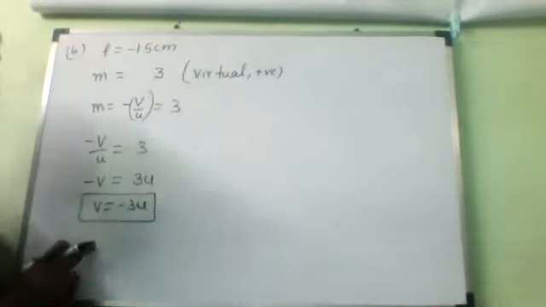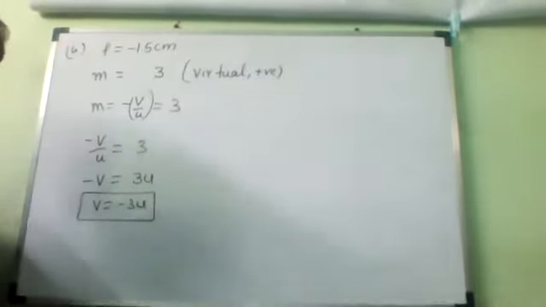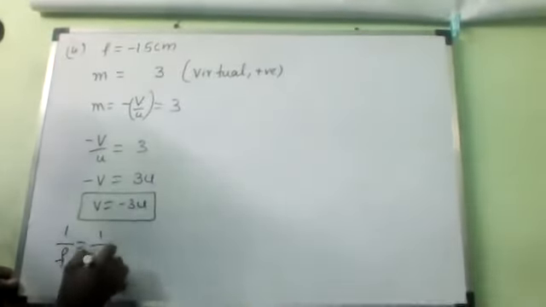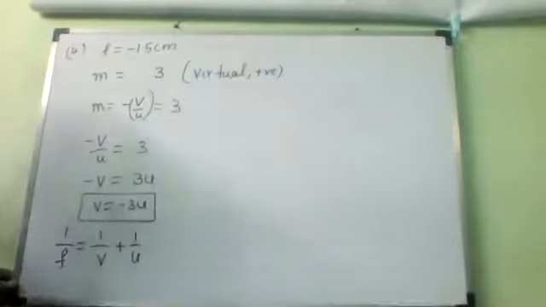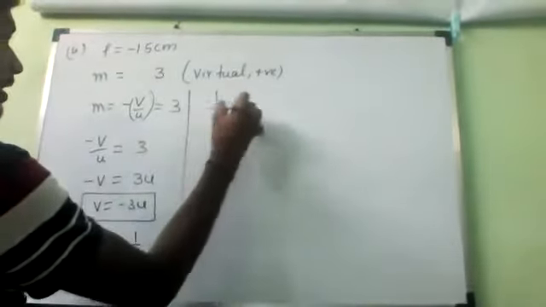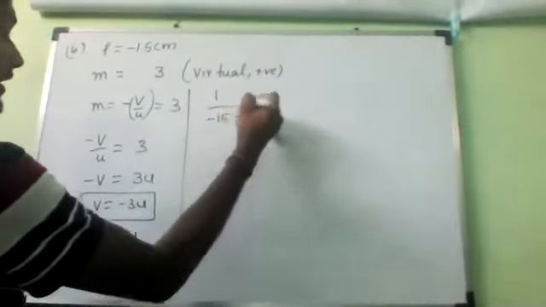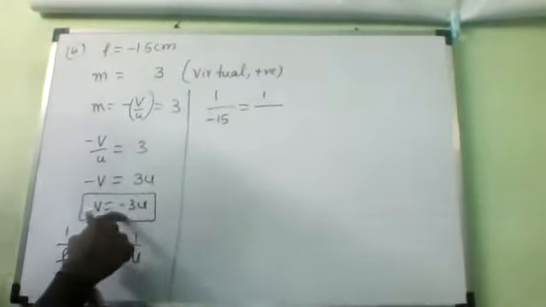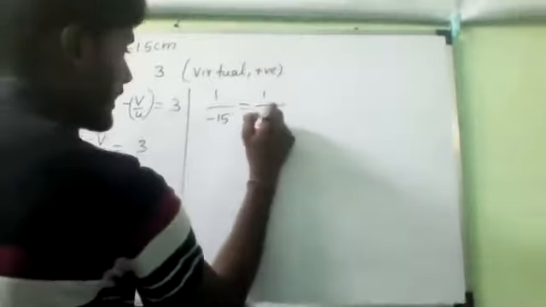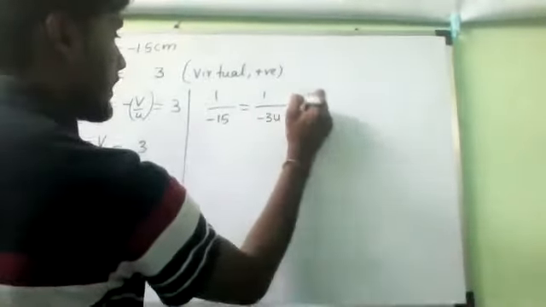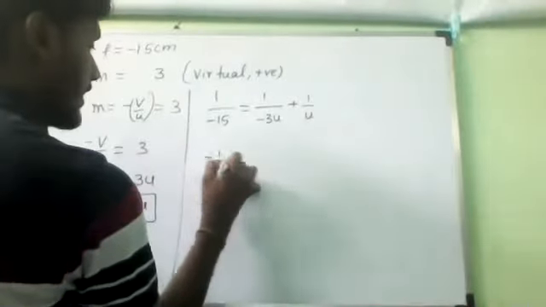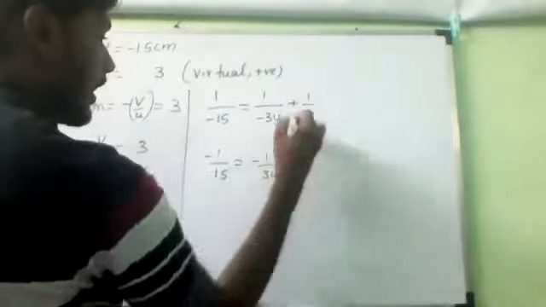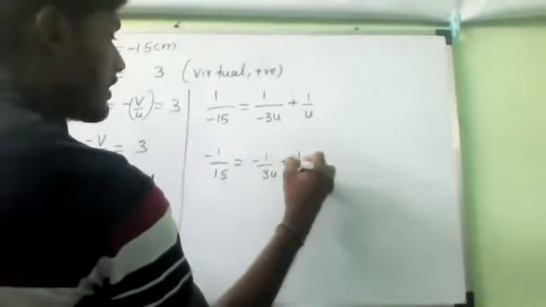Now, first we should calculate the image distance. Later you can calculate the object distance. So let us see how it will come. Go for substitution. 1 by F is equals to 1 by V plus 1 by U. So F is equals to minus 15, and V is equals to minus 3U, plus 1 by U. So minus 1 by 15 is equals to minus 1 by 3U plus 1 by U.